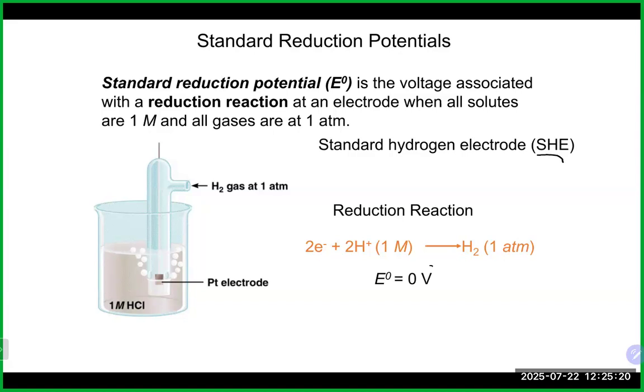They arbitrarily gave it a value of 0 volts. So the standard hydrogen electrode has a value of 0 volts. And again, this is the SRP reaction. It again is a reduction reaction, as we have our electrons there on our reactant side.